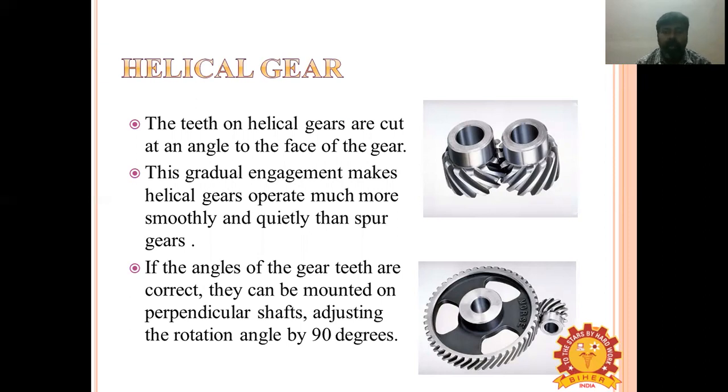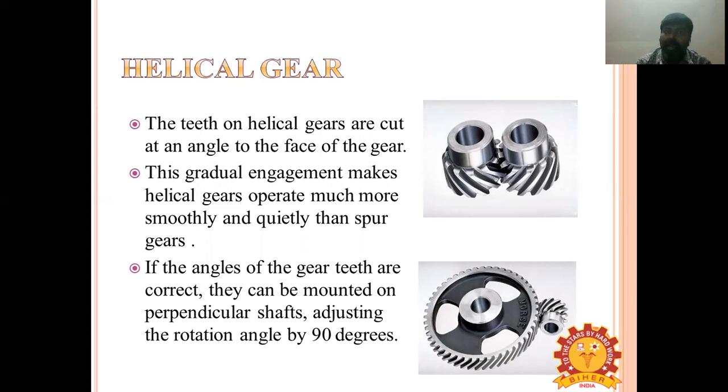The image is in the slide. In a pair of helical gears, the teeth of the two wheels are of opposite hands, right-handed on one wheel and left-handed on the other. These are the important things about helical gears. Normally the angle is a right angle, 90 degrees. There are some terms we use for helical gears.